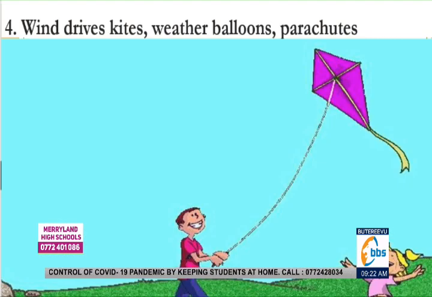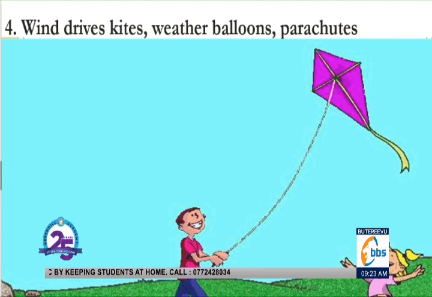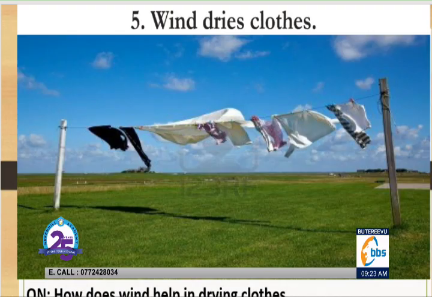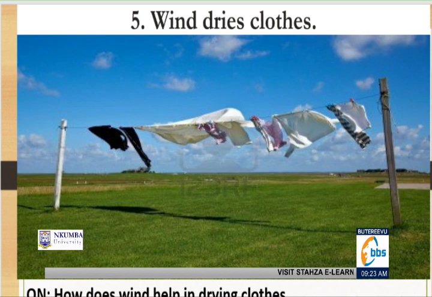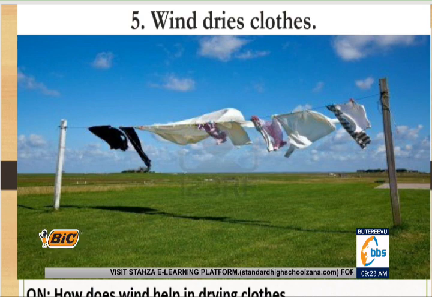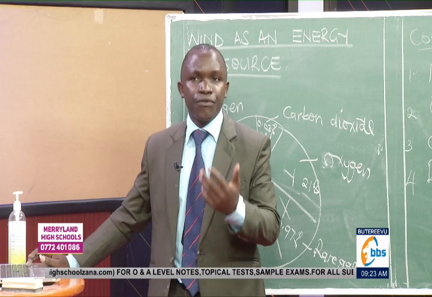Then wind drives kites, weather balloons, and parachutes, as you see there on the screen. And we say that wind dries clothes. You can see there, those clothes were hung, but the pressure of the wind. Maybe I need to guide you here. How does wind help in drying clothes? I know they can set that question. Wind drives moisture out of the clothes.